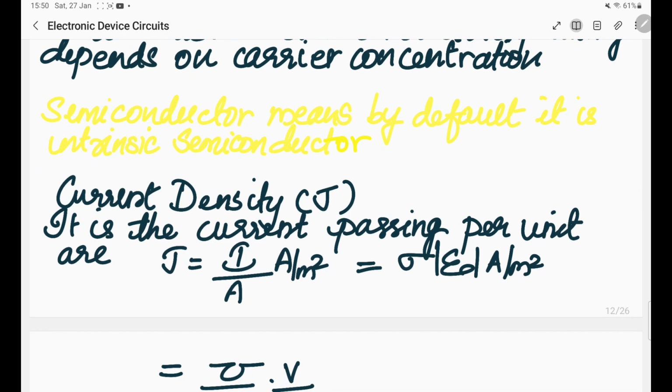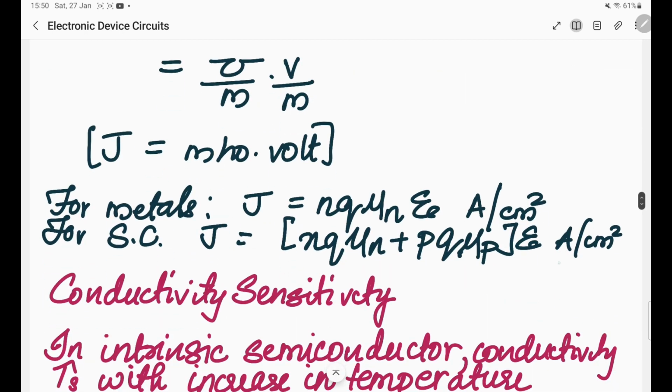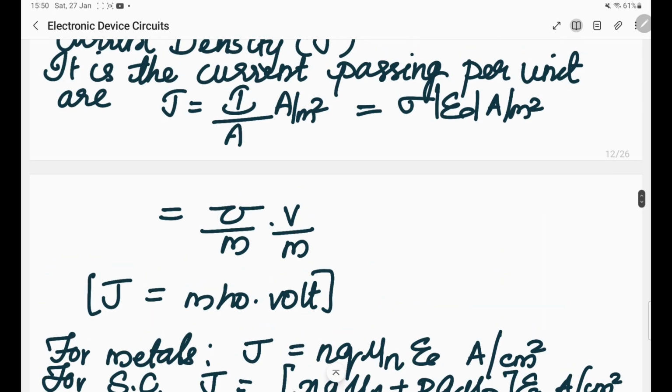Current density is the current passing per unit area. It is denoted by J, and J is equal to I by A, which is ampere per meter square, or in other terms you can write it as sigma into epsilon, ampere per meter square. So the unit is ohm per meter into volt per meter. Ohm per meter is mho into volt. For metals, J is equal to N into Q, and substituting, it is sigma into epsilon, right?